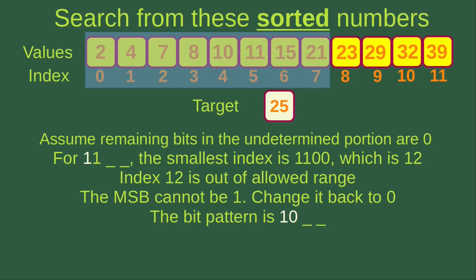For our current case here, the smallest index is 1100, which means 12 in decimal number. And of course, index 12 is out of our allowed range because our maximum index can only be 11. It means that the most significant bit cannot be set as 1. We have to change it back to 0. So we have the bit pattern as 10 for the first 2 digits, and we have 2 more digits to be determined.